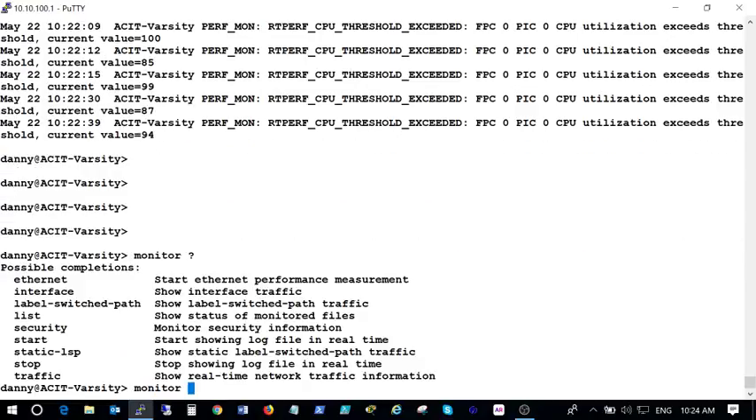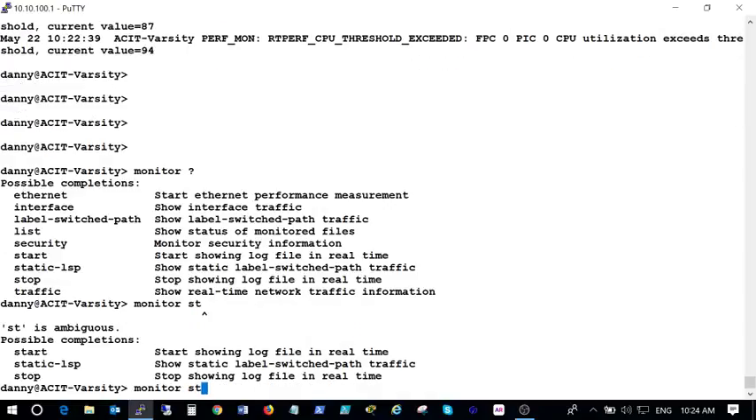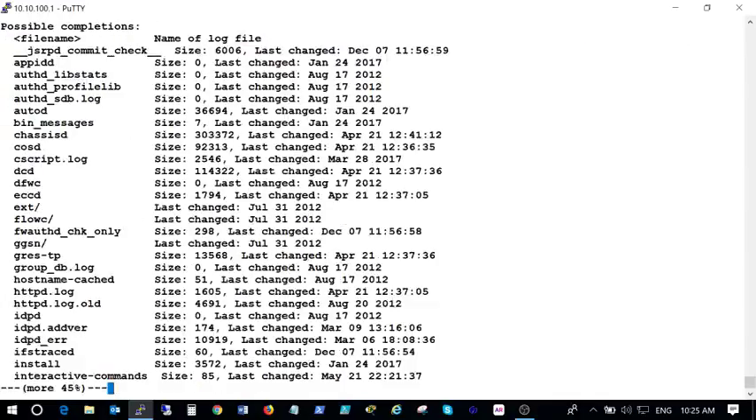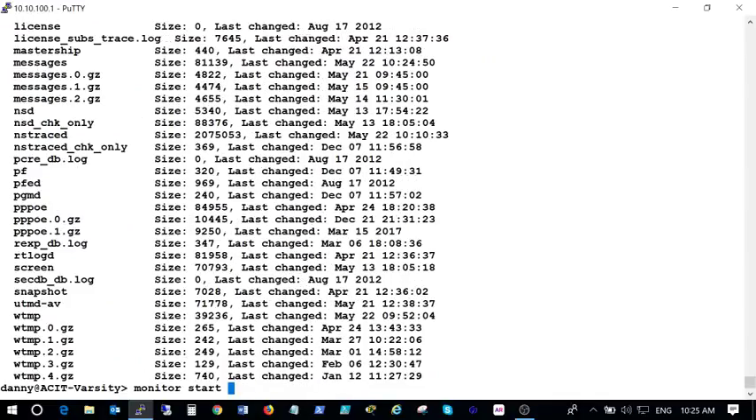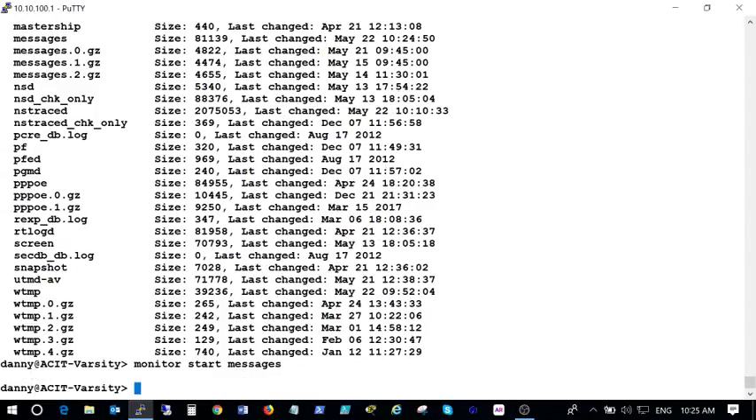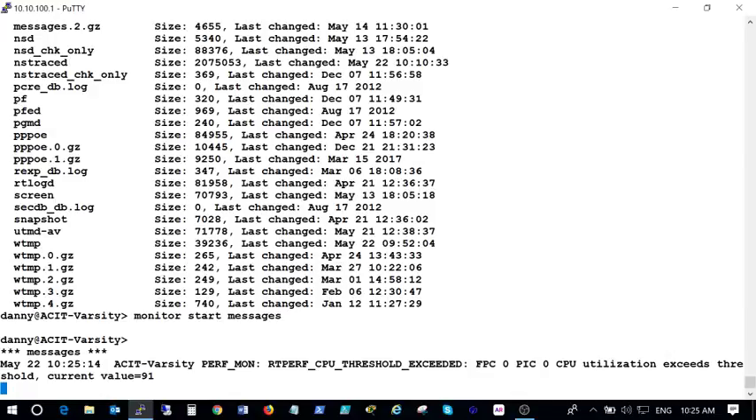And what I get to do here is go monitor start. And what am I going to actually monitor? There's lots of things I can monitor here, but if I look down the list, one of them is my messages. There it is. This is my current syslog file. So let's monitor that. Messages. Okay, so now if I'm continuing to do this, that's going to be displayed on the screen. So there it is, coming up live on my screen.